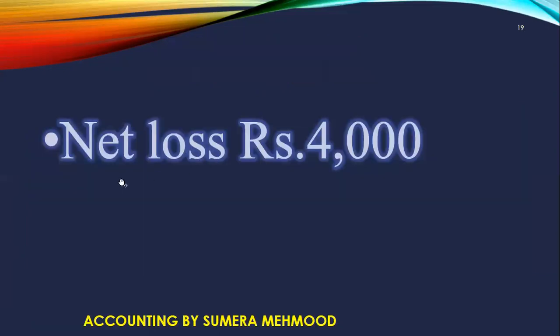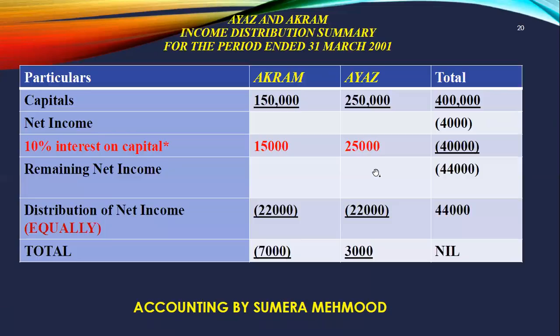Now let's talk about section B. The negative part of this question, net loss, will be negative. We will write it in a bracket. So this is your other income distribution summary, second part. Capitals: Akram 150,000 as it is. Then we have Ayaz capital 250,000. We write down the capitals and then we close it.